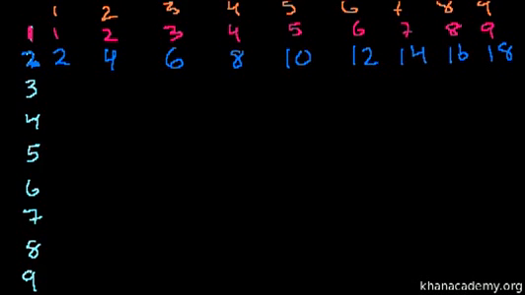All right. Let's do our 3 times tables. I'll do it in yellow. 3 times 1 is 3. Notice, 3 times 1 is 3. 1 times 3 is 3. These are the same values. 3 times 2 is the same thing as 2 times 3, right? 3 times 2 should be the same thing as 2 times 3. So it's 6. And that makes sense. 3 plus 3 is 6. Or 2 plus 2 plus 2 is 6.